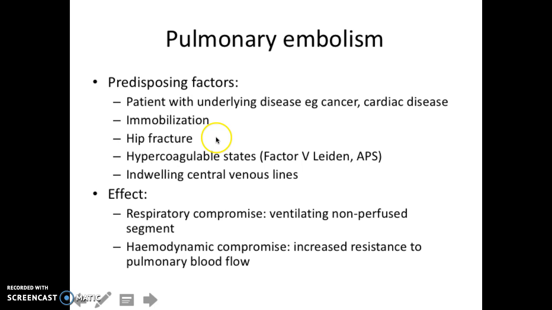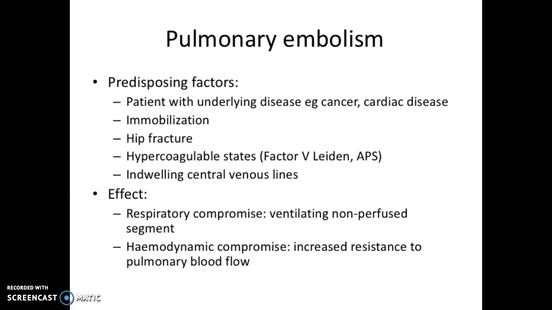these two are related. And the next predisposing factor is patients with underlying diseases such as cancer, cardiac disease, and so on. Patients with hypercoagulable states such as factor V Leiden and antiphospholipid syndrome have a tendency for thrombosis, and that will lead to embolism. Patients with indwelling central venous lines will tend to have a thrombosis on the central venous lines, and that will tend to embolize as well.